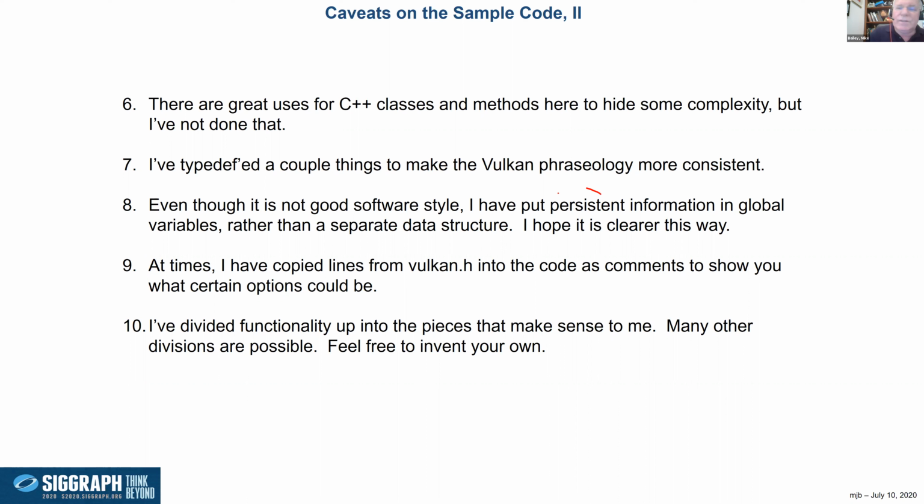I put persistent information in global variables. Again, I know you're not supposed to do that, but I'm just trying to make the whole thing as transparent as possible. At times, I copied lines from Vulcan.h into the code as comments just to show you what certain options are. Like, I set this struct element to this, but here are the 10 things you could have used. Again, I've divided this up into pieces that make sense to me. That's that list with all the numbers. But of course, you should adapt it to the way you like to think.